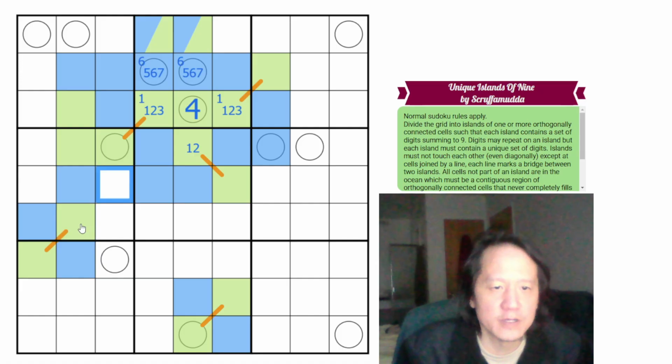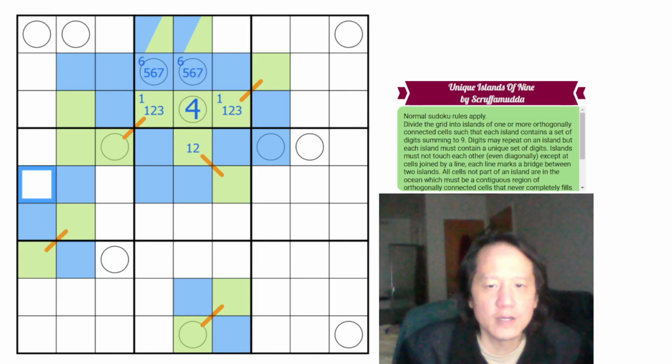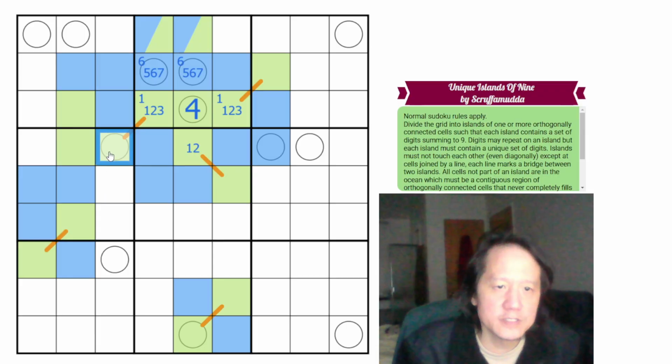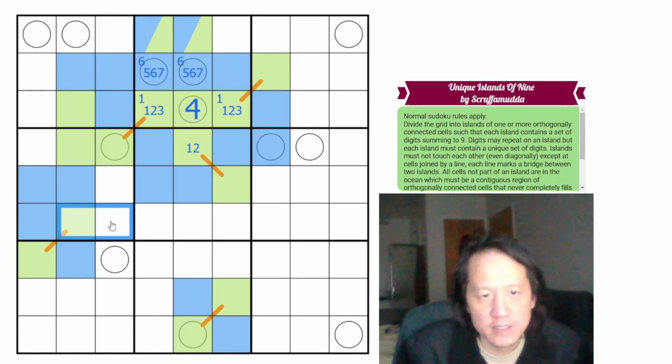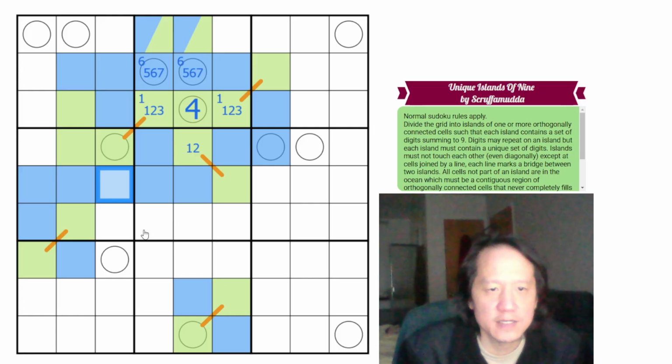This cannot be an island because if this were an island, it would have to connect by bridge to this one, because it has to be separate. So this cannot be the same island as this. This can't be an island because it cannot connect. You don't have a bridge to anything. This could go here if it connects all the way here, but then that would be 5 unique digits on an island, which would add up to at least 15, and that's not allowed. So this one is not an island either. So this is an ocean.